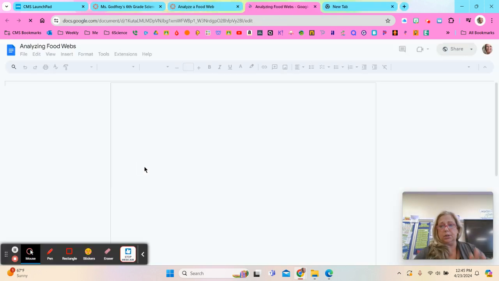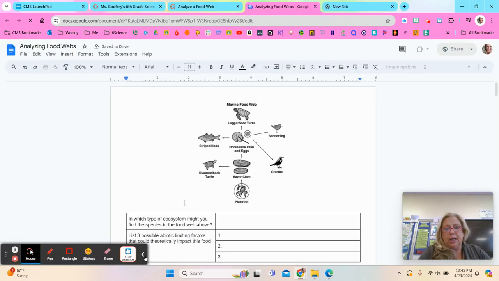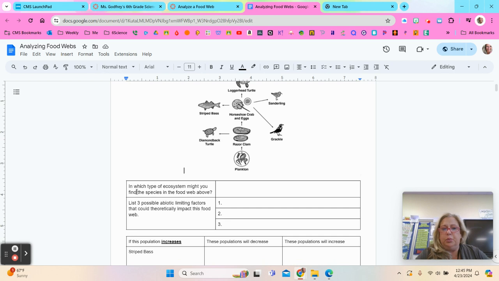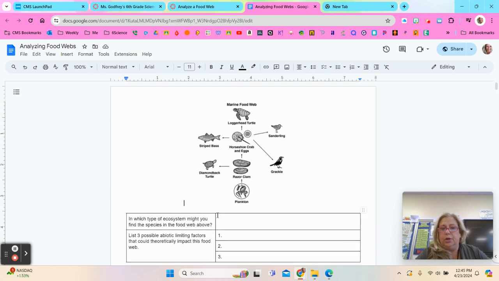All right, so this is a Google Doc. It has several pages, and on each page, it has a food web. So the first thing you need to do for each page is, in which type of ecosystem might you find the species in the food web above? You're going to answer that right in the box beside it.